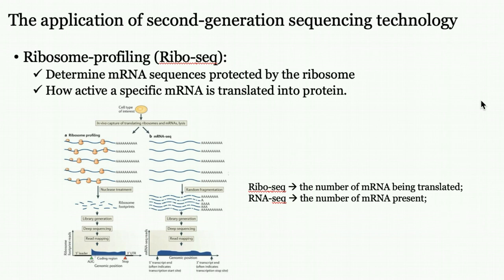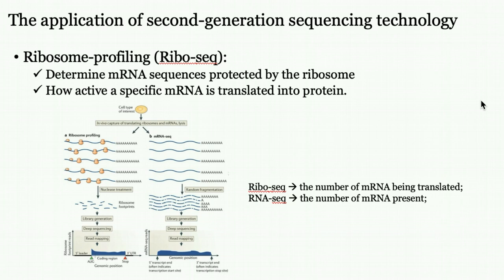Usually, when you do ribosome sequencing, you also do RNA-seq. From the ribosome data you can know how much mRNA is being translated, and RNA-seq gives you the background, how many transcripts are out there. So you normalize the ribosome result by the RNA-seq result. It gives you an idea of how actively a specific gene is translated into protein. So ribosome profiling is another application.